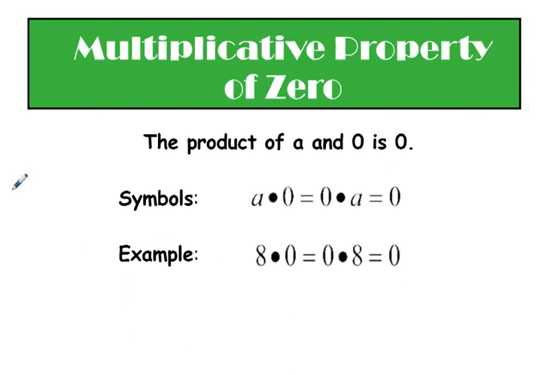Next we have the multiplicative property of 0. This is one of those obvious ones. Anytime we multiply by 0, we get 0. We're saying that we have 0 groups of A or 0 groups of 8. That means we have absolutely nothing. This is only for multiplication, so you'll see the word multiplicative in there. Anytime you multiply by 0, you get 0 as your answer.